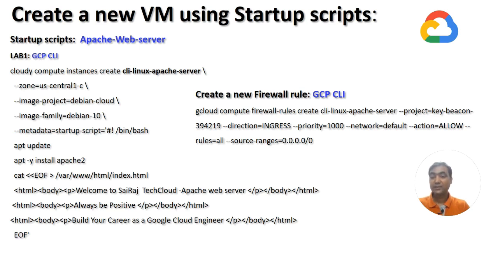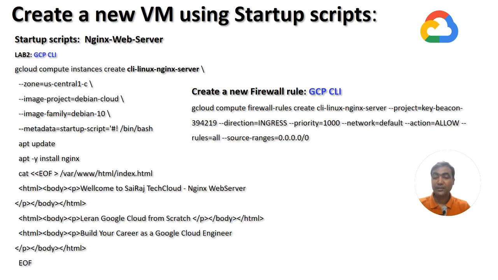As you can see here, these are the GCP CLI commands. I'll use the same command in the lab. I'll show you how to create a new customized firewall rule to access all ports using the GCP CLI commands. Similarly, I'll guide you in the lab if you want to customize your website based on your project requirements.